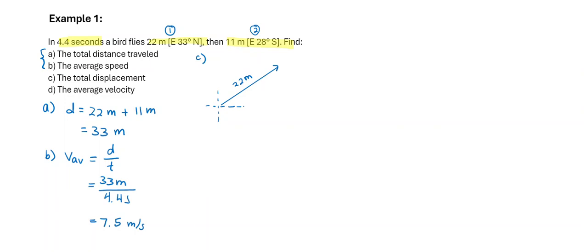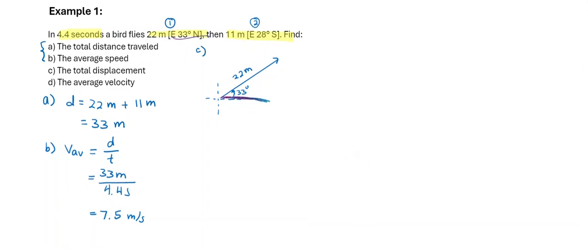And whenever you see these directions here, east 33 degrees north means you're going to start from the east. And then you're going to move 33 degrees towards the north, starting from east and then move towards the north. So that's our first vector. Our second vector is going to be the same. So draw the dotted line.